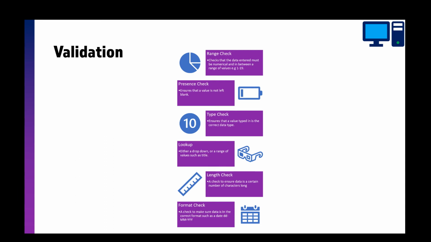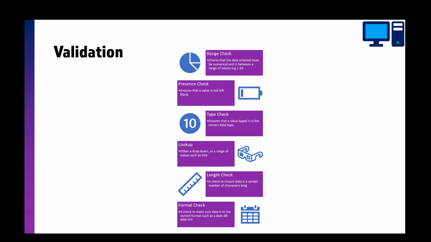Now, validation, you've got lots of different checks we can do. So you've got a range check, which checks that the data entered is numerical and in between a range of values, such as 1 and 19, 1 and 18, 18 to 30, something like that. A presence check, to make sure that you don't leave a box empty, so a value is not left blank. A type check, which ensures that you type in the correct data type, so if you're asking for numbers, you actually type in a number rather than typing in some words.